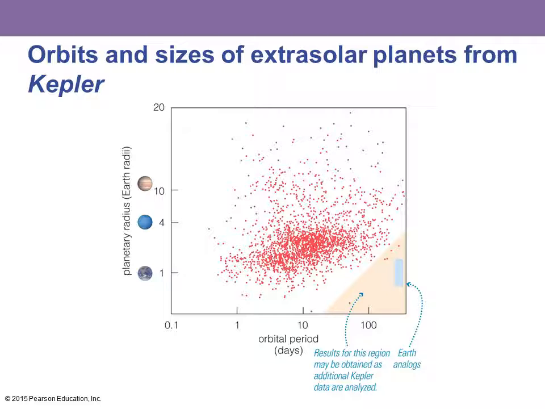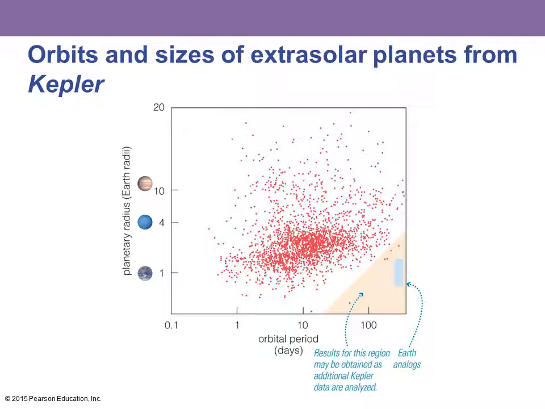Here's an interesting diagram. This shows over on the left the planetary radius compared to our solar system, and down along the bottom the orbital period in days of planets we've so far discovered. This is the same diagram that's on page 273. What's interesting is the grouping of planets on this diagram.